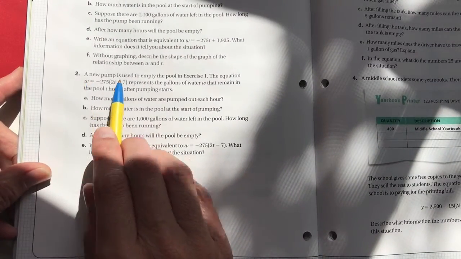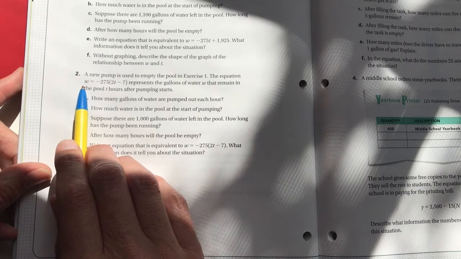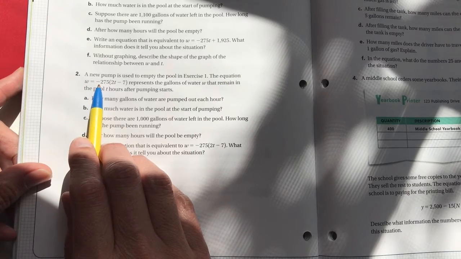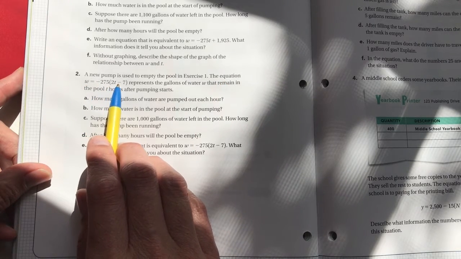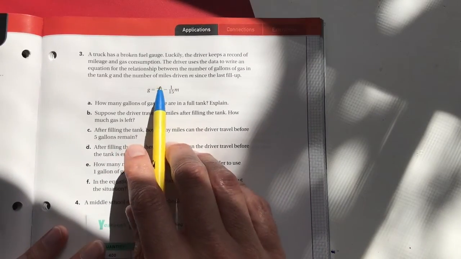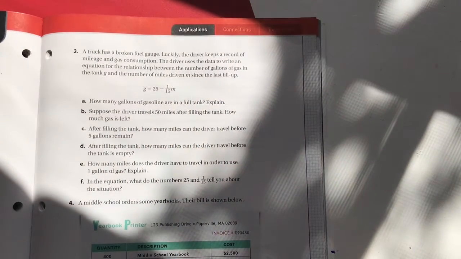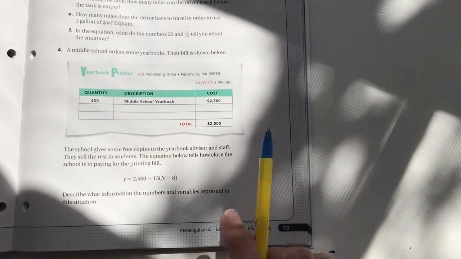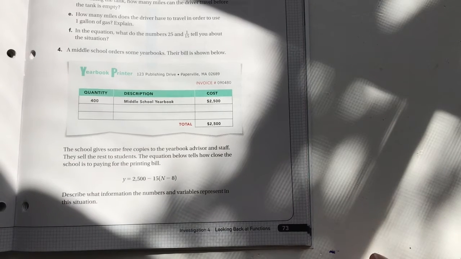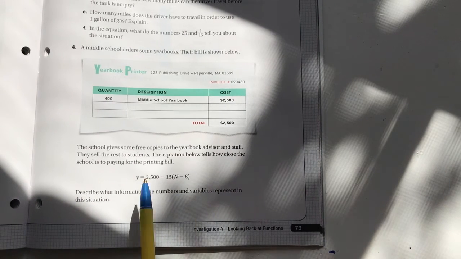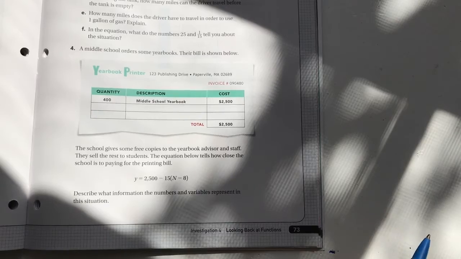Then here's another one. A new pump for the pool, exercise 1. W equals negative 275 times 2T minus 7. Same kind of process. Then you have a truck that has a broken fuel gauge. There's the equation already. Same process. How long is it going to take to get empty? And then finally, you have information about a yearbook, order forms, and making sure that you understand, here's the equation down here. That's really what it boils down to.